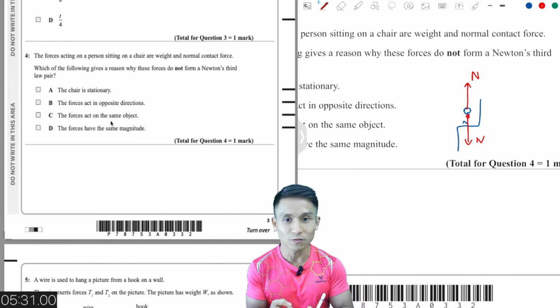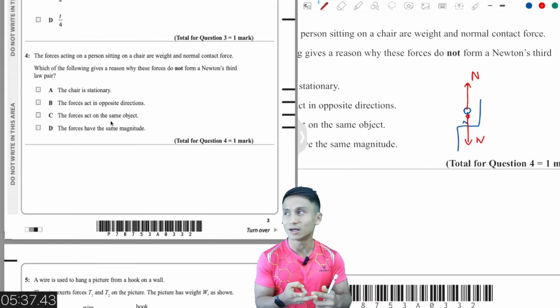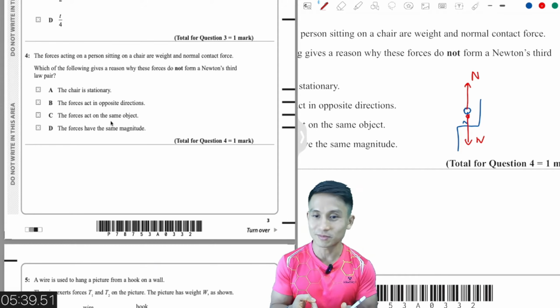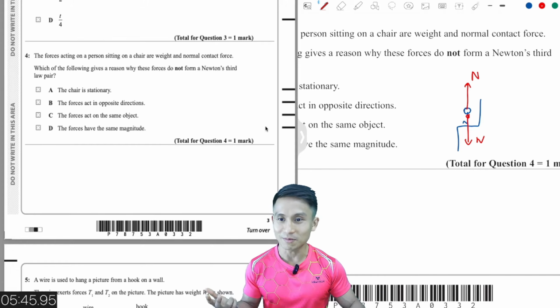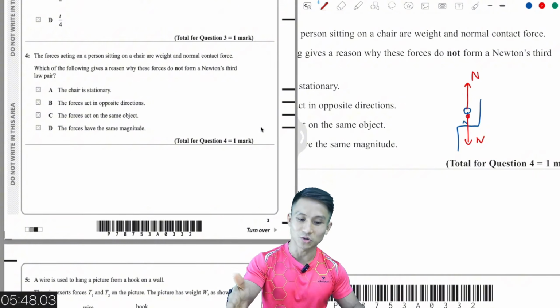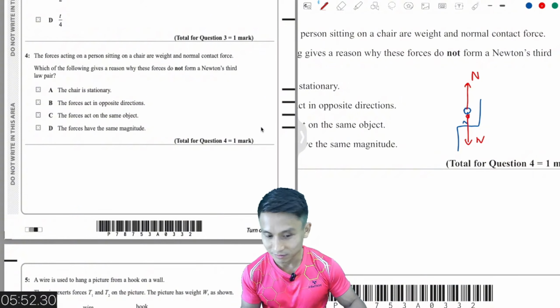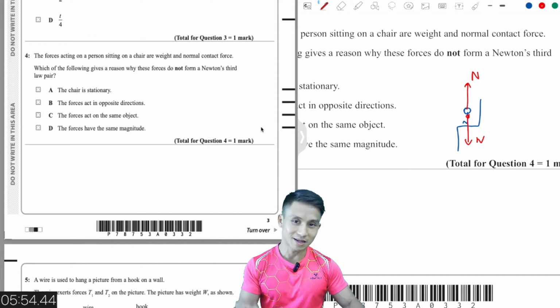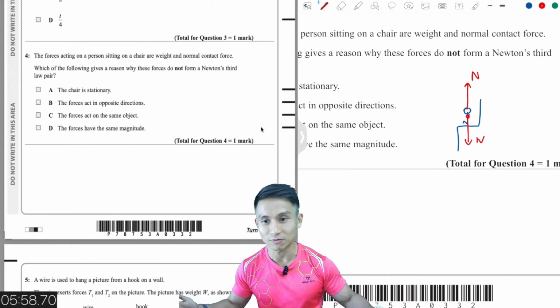If it's a mechanical force, it should be a mechanical force. If it's gravitational, it should be the same. If it's electrostatic, then it should be the same. Normal reaction and weight are not the same type either, but it isn't in the choices, right? Weight is due to the earth, gravity. But normal reaction is like a mechanical force pushing up by the chair. Yeah, it's a contact force.